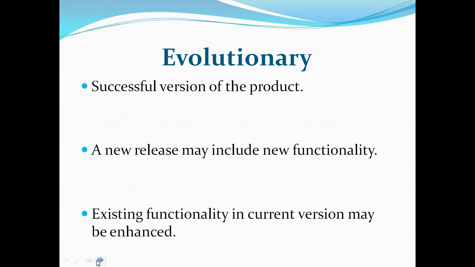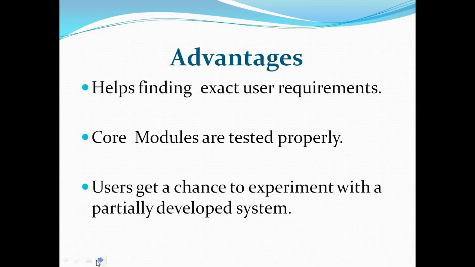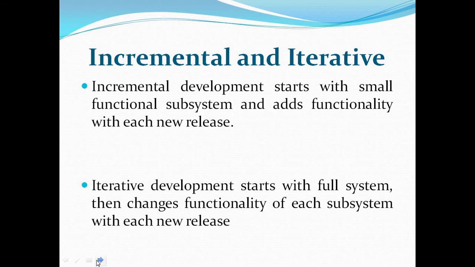What happens in the evolutionary model? We develop the core functionality, then we show it to the customers, and after that we add more functionality and a new release is issued. So this is the evolutionary type. What are the advantages here? It helps in finding exact user requirements. Once the core models are tested properly, the user gets a chance to experiment with a partially developed system. So these are the advantages of the evolutionary model.